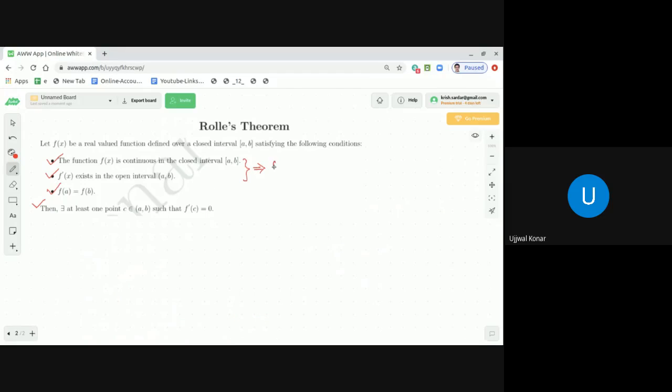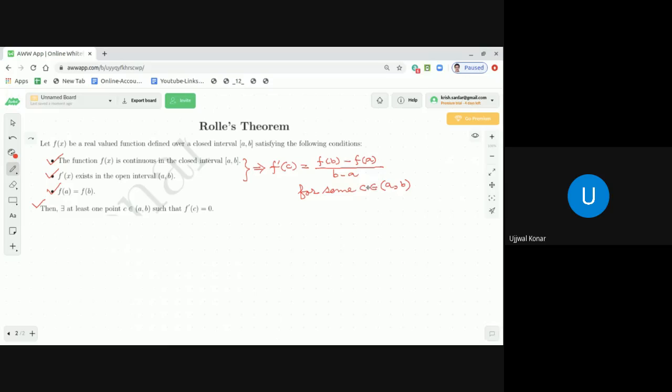So from here we can write that f'(c) is equal to (f(b) minus f(a)) divided by (b minus a), for some c belonging to the open interval (a, b). Correct, dear students? So for some c belonging to the open interval (a, b).